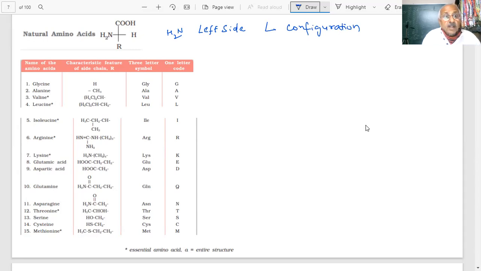Now, as you can see, they have been represented by three letter symbol or one letter code. This is a code. Coding has been done, students. Code of glycine is G, alanine is A, valine is V, leucine is L, isoleucine is I, like that. Why we do that, we will tell you: when they form polymers, there will be a large number of such units, and if I write the complete name, the name will become very long. So we will use these codes to show the sequence in which they are joined with each other.